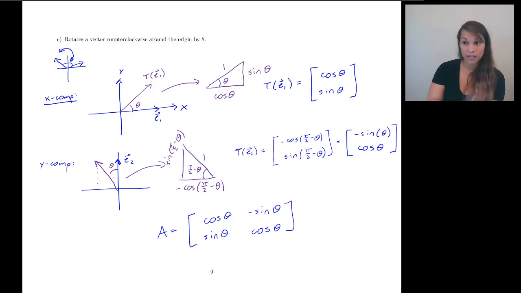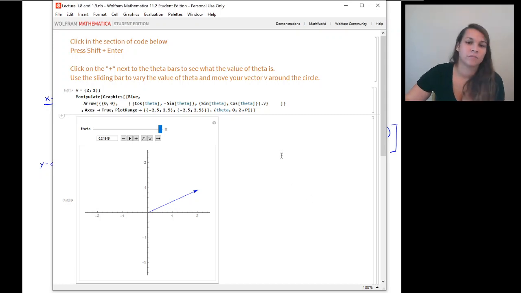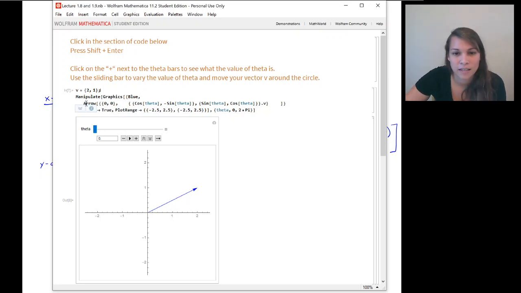And then to prove that it works, don't take my word for it, I've got some Mathematica to play with. So here we go, we've got vector v. We've got a lot of code sitting in here. I'm going to highlight what's important. Notice inside this Manipulate is what lets me have this bar and a lot of other things, like my arrow. But the important part is I'm telling the arrow to go from the origin 0, 0 to this point here, which is very long because I've got cosine theta, negative sine theta.